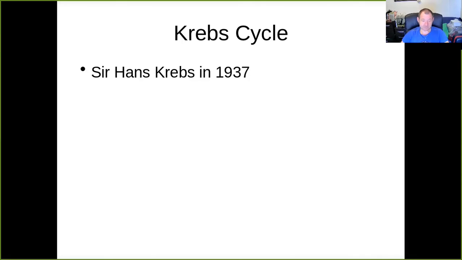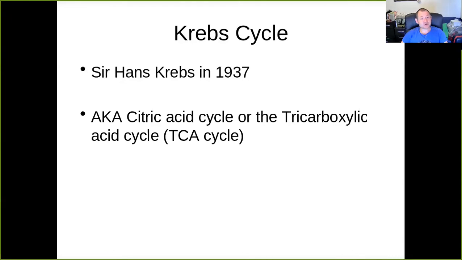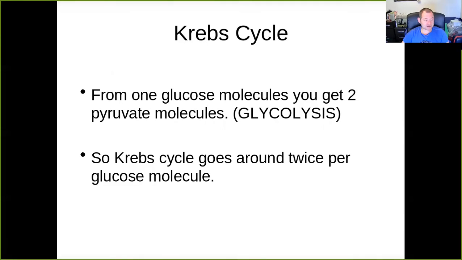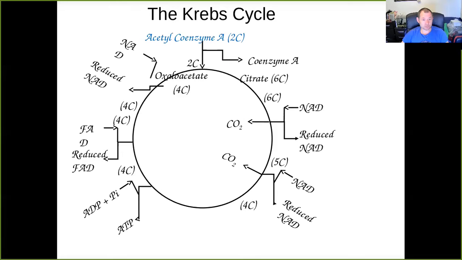Anyway, it's also known as the citric acid cycle or the tricarboxylic acid cycle, the TCA cycle. It takes place in the matrix of the mitochondria. That's like the cytoplasm of the mitochondria. From one glucose molecule, you get 2 pyruvate molecules. That's glycolysis. So the Krebs cycle goes around twice per glucose molecule. And this is a summary of the Krebs cycle. It's a circle.